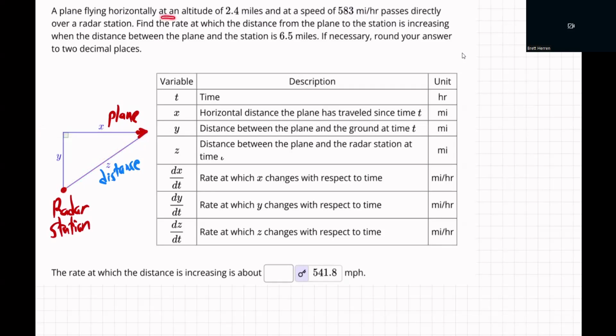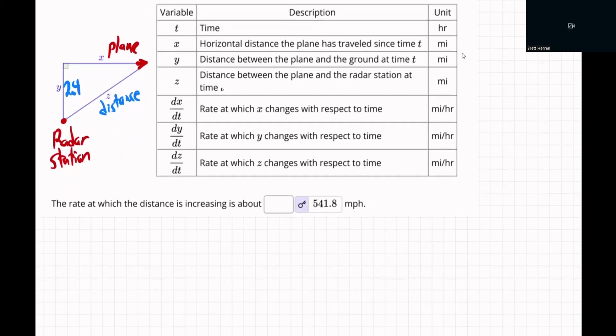Okay. It says it's flying horizontally, so it's flying perfectly flat at an altitude of 2.4. So that means this is 2.4 just always. That's not changing. That's the altitude, that's the height. That's how high up the plane is. It's flying flat horizontally, so it's not getting higher or lower. So that 2.4 will just stay fixed. Okay. And there we go.